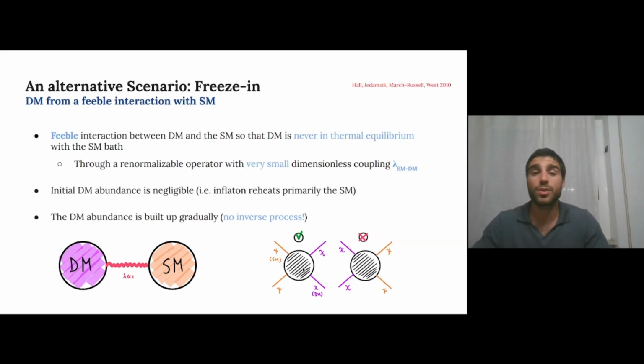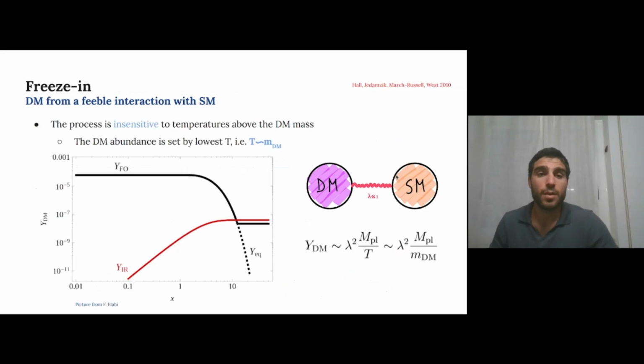For the sake of this talk, the suppressed interaction with the standard model simply arises from renormalizable interactions of dimension less than or equal to 4 with a very small dimensionless coupling. As portrayed in this plot, in this scenario, the dark matter we see is produced very slowly, with the bulk happening at the lowest temperature, when the temperature is of the order of the dark matter mass. In other words, the mechanism is dominated by the IR physics and is independent of initial conditions.